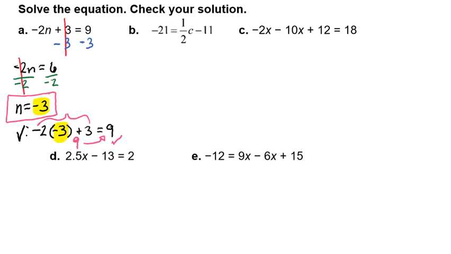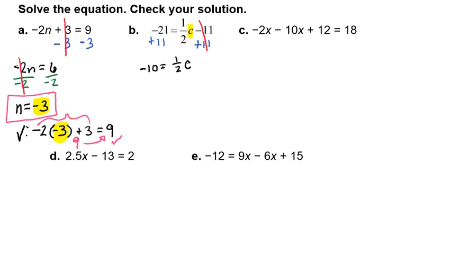So in our next problem, we have negative 21 equals 1/2 times c minus 11. So we're trying to get the c by itself. We're trying to get that variable all by itself. So we're going to go ahead and get rid of our 11 first. And again, we do the inverse operation because that will zero that out. And so now we have a negative 10 equals 1/2 times c.